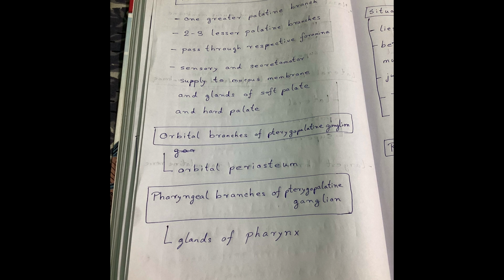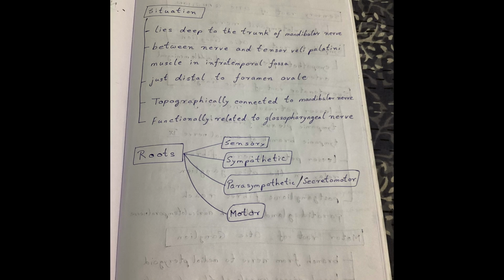Now, otic ganglion. Otic ganglion is situated deep to the trunk of mandibular nerve. It is present between the nerve and tensor veli palatini muscle in infratemporal fossa. Okay, so otic ganglion is present between mandibular nerve and tensor veli palatini muscle in infratemporal fossa. Otic ganglion is present just distal to foramen ovale. Topographically, otic ganglion is connected to mandibular nerve, whereas functionally, otic ganglion is related to glossopharyngeal nerve.